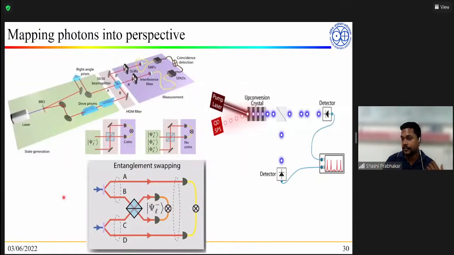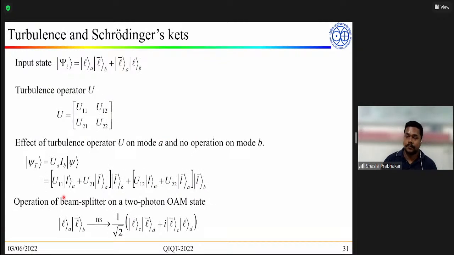And Hong-Ou-Mandel interference is very necessary because in entanglement swapping you need to generate these antisymmetric states, and there are many other applications of Hong-Ou-Mandel interference. So a bit of theory: we took the turbulence operator as this. We have taken two cases, where only photon A is affected by the turbulence and not the other one.